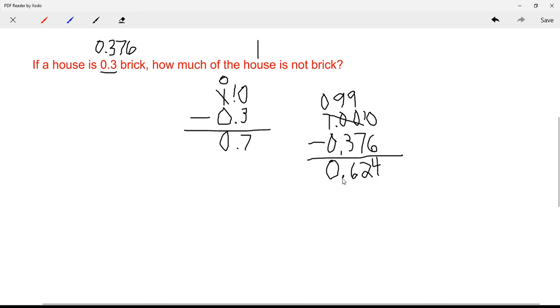Now, if we did not bring down this decimal, then it would have been 624, which is very much wrong. So make sure you always bring down the decimal. And at the end of it, just think, okay, is this reasonable?